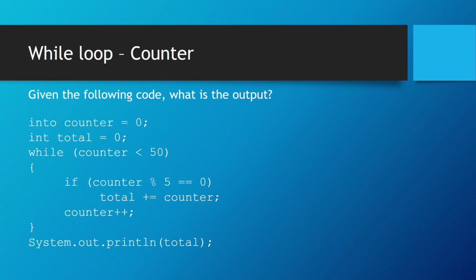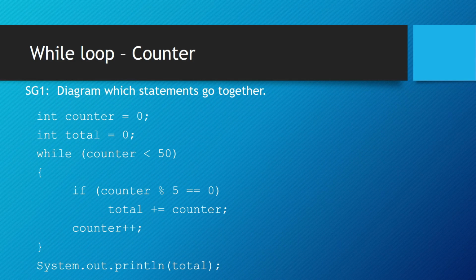We are given the following code and asked, what is the output? For subgoal 1, we want to diagram which statements go together. To begin, we want to diagram which statements of the loop go together. Loops without curly braces have a default of only one statement. We want to make sure we are looking at only the statements that go with the loop. In this case, these are the statements that go with the while loop.